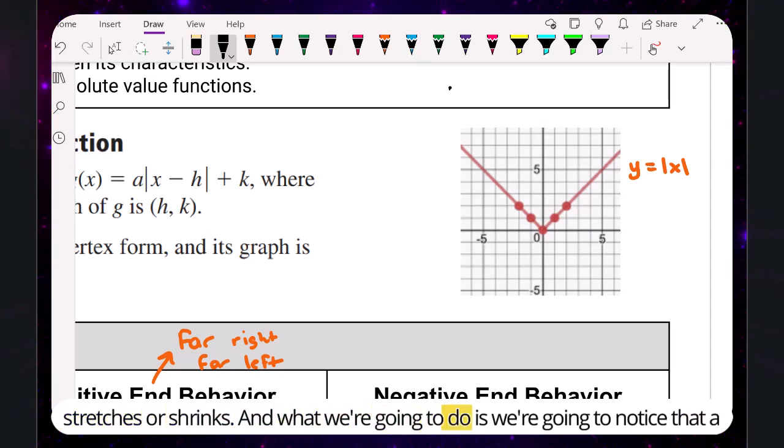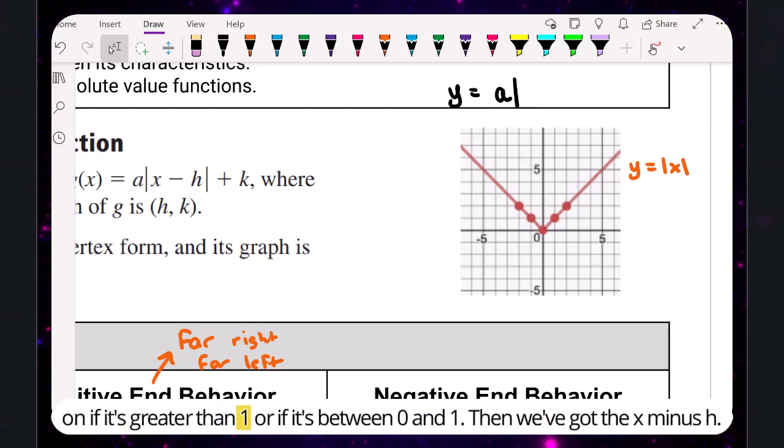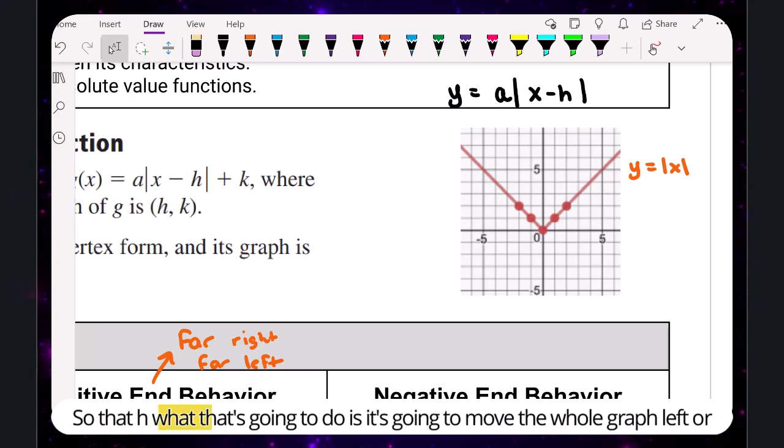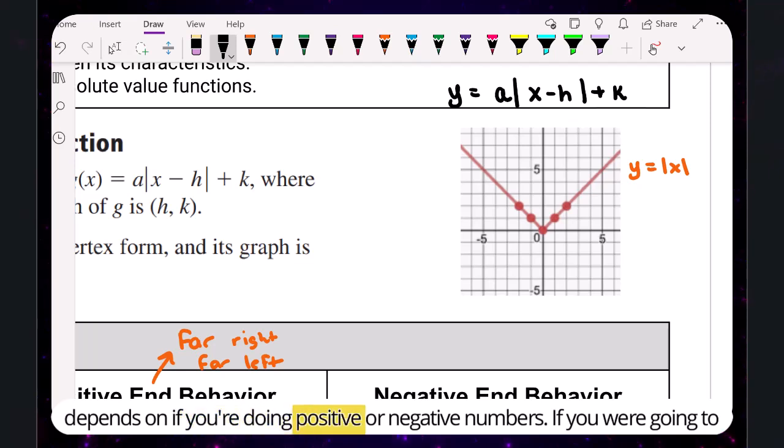A is going to reflect if it's negative, or it could possibly stretch or shrink depending on if it's greater than 1 or between 0 and 1. Then we've got the x minus h. That h is going to move the whole graph left or right. And if you add k, that's going to move it up or down, depending on whether you're using positive or negative numbers.